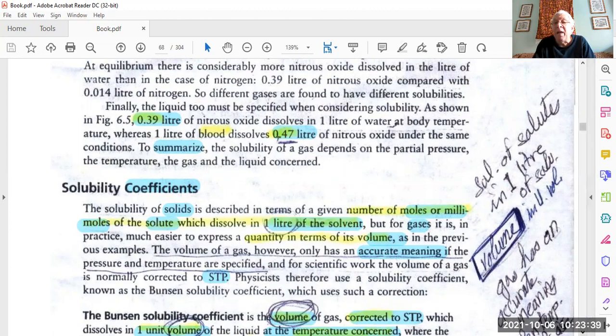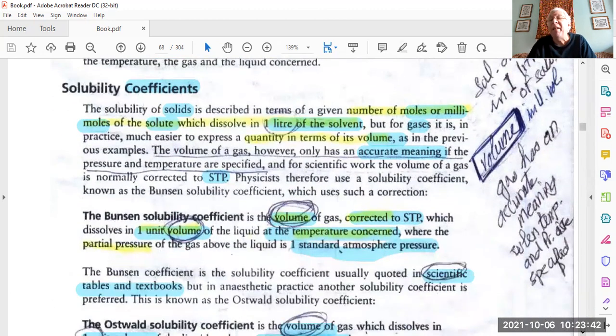The first coefficient is what we call the Bunsen solubility coefficient. What's the meaning of coefficient? I want to see how the amount of the gas is being distributed between a gas and a liquid. So whenever I want to define this coefficient, we begin to say it is the volume, like Avogadro's hypothesis, the volume of a gas. But this volume of gas must be corrected to standard temperature and pressure.